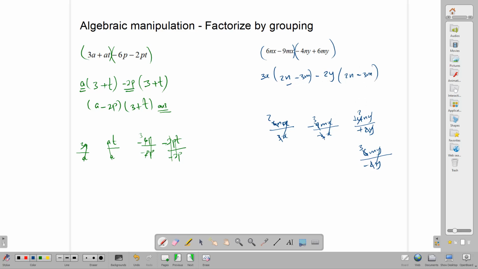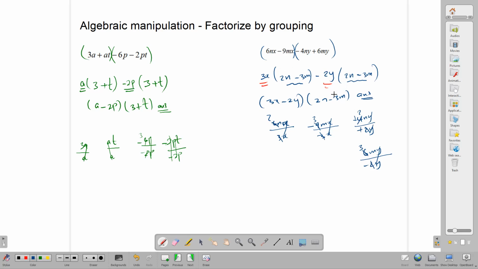Notice again that your brackets are exactly the same, which is what you want. Now we take our outside factors, which are this and this, and we write them together in one bracket: 3x take away 2y, and we write back the other bracket. And that is your answer. Your question has been factorized.